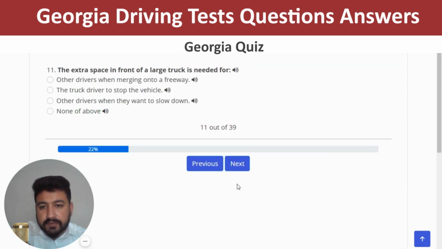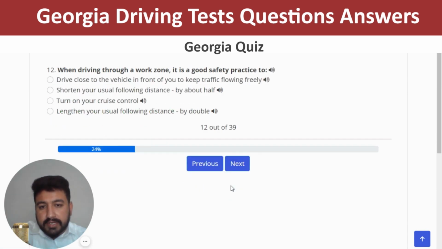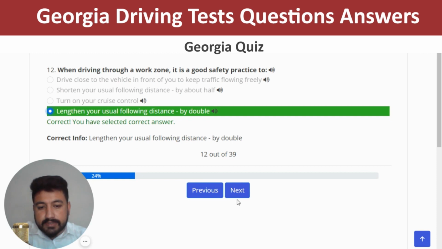The extra space in front of a large truck is needed for. So the right answer to the 11th question is the truck driver to stop the vehicle. So I'm going to click on the second option, correct, and next. When driving through a work zone, it is a good safety practice to. So the right answer is lengthen your usual following distance by double. So last option, correct, and next.